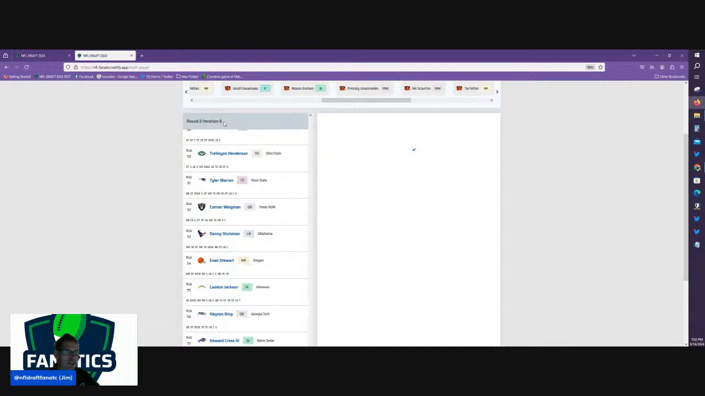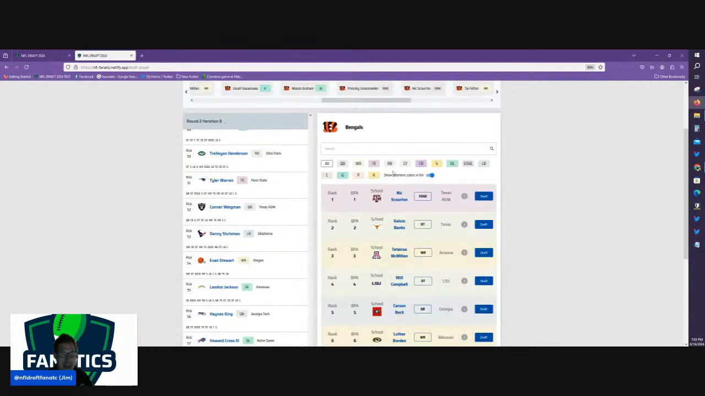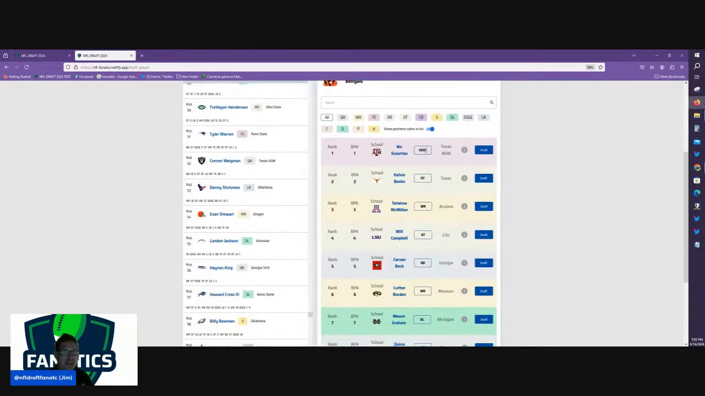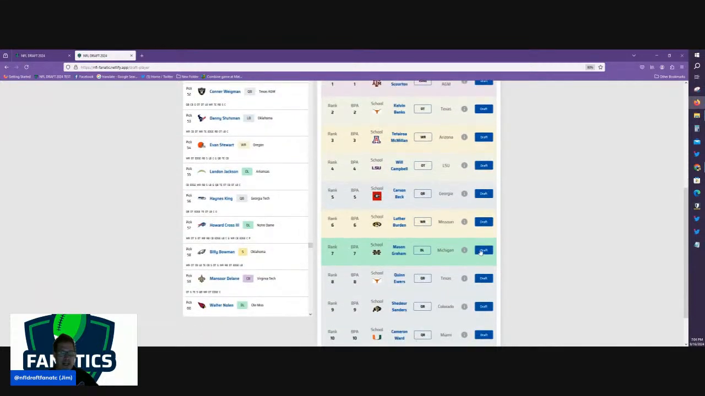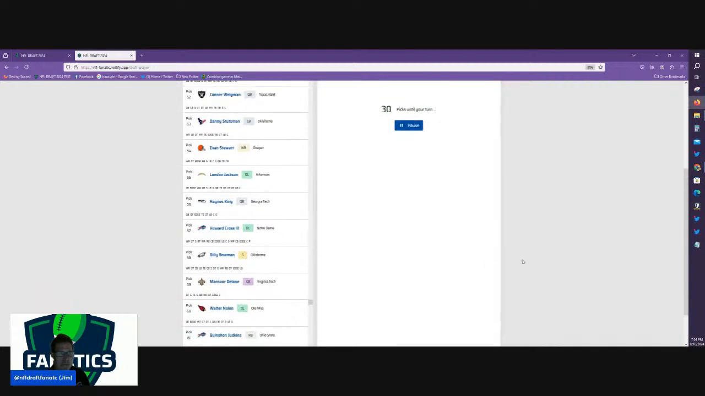Okay, so we just finished iteration 8. I have 2 more to go. So now Nick Scorton just went from 13th to 1st on the Cincinnati draft board. Okay, Mason Graham at one point was higher. Now he's 7th. So I'm picking Mason Graham again.